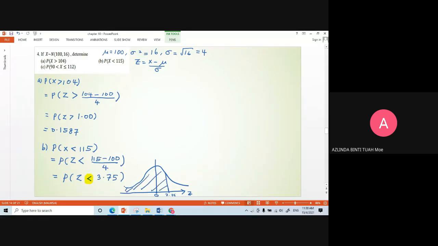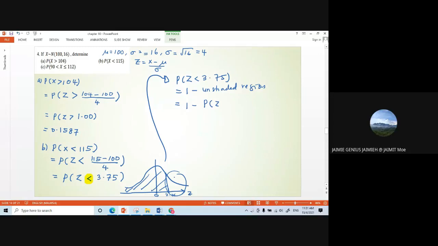So ini adalah second case yang mana dia melibatkan 1 minus unshaded region. I continue here. So the probability z less than 3.75 is equal to 1 minus unshaded region, which is 1 minus, how can we take this part as symbol of probability? P(Z greater than, tulis dalam bentuk simbol macam mana? Greater than 3.75.